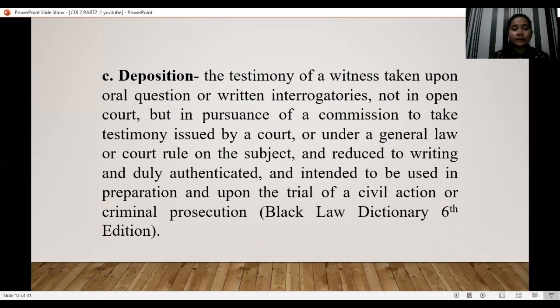Next, we have also the deposition. The deposition is the testimony of a witness taken upon oral questions or even written interrogatories, not in open court, but in pursuance of a commission to take testimony issued by a court or under a general law or court rule on the subject, and reduced to writing and duly authenticated, and it is intended to be used in preparation and upon the trial of civil actions or criminal prosecutions, which is also defined by Black's Law Dictionary in its 6th edition.